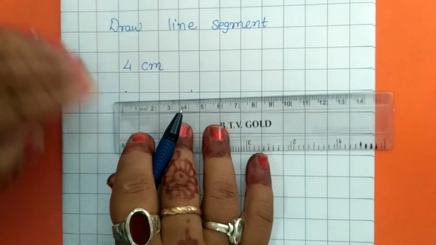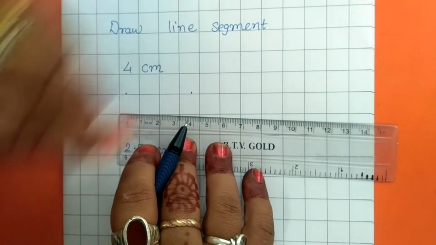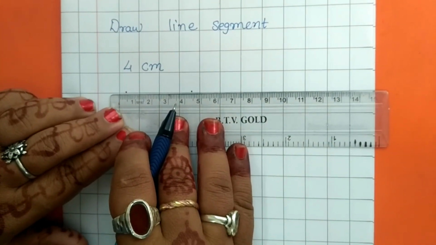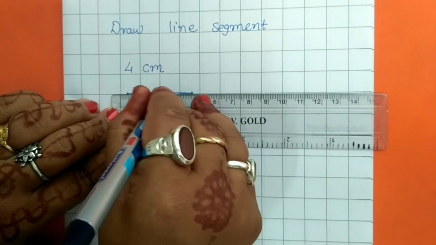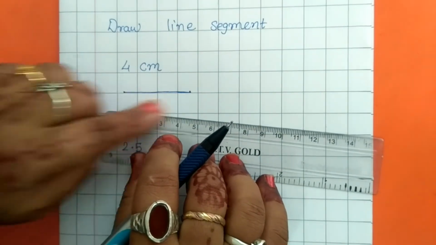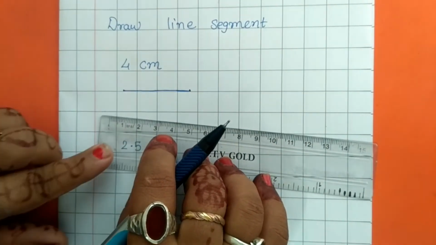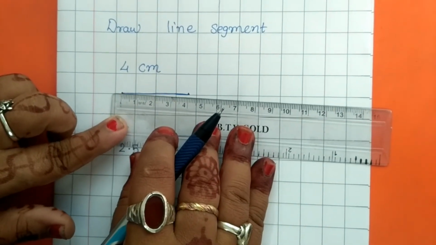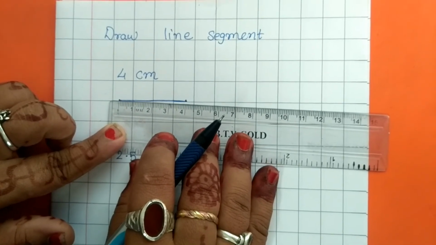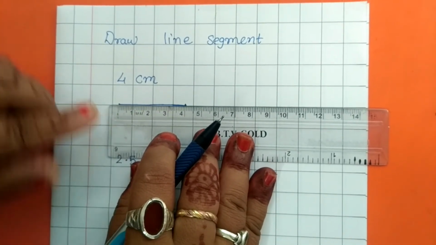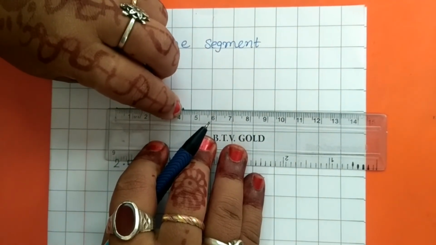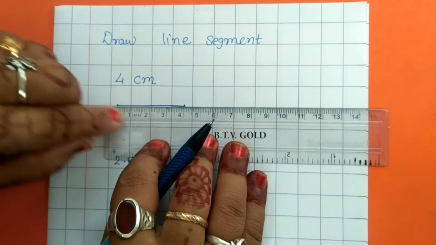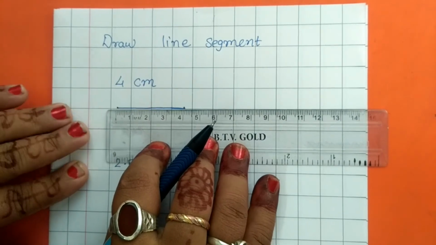Yes. Now, we get the starting point and the end point. Now, draw it. So in this way we can draw the 4 centimeter line. Again measure it. Is this line 4 centimeter or not? See, the starting point is at 0 and the end point is at 4. Yes? Yes. So this line is 4 centimeter.